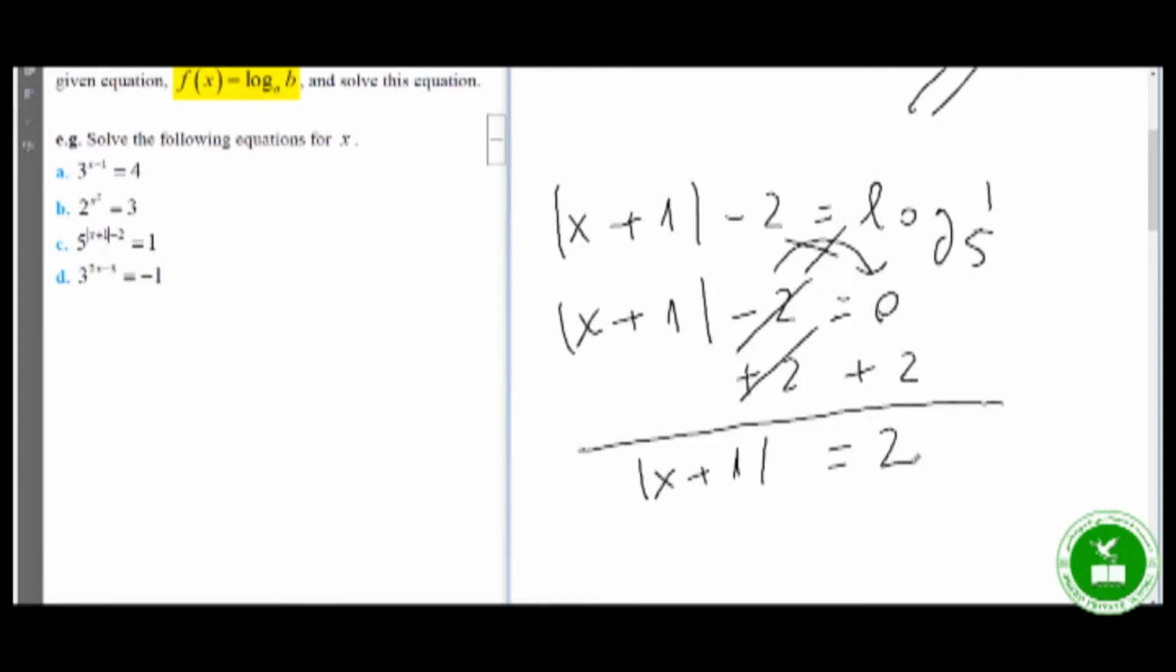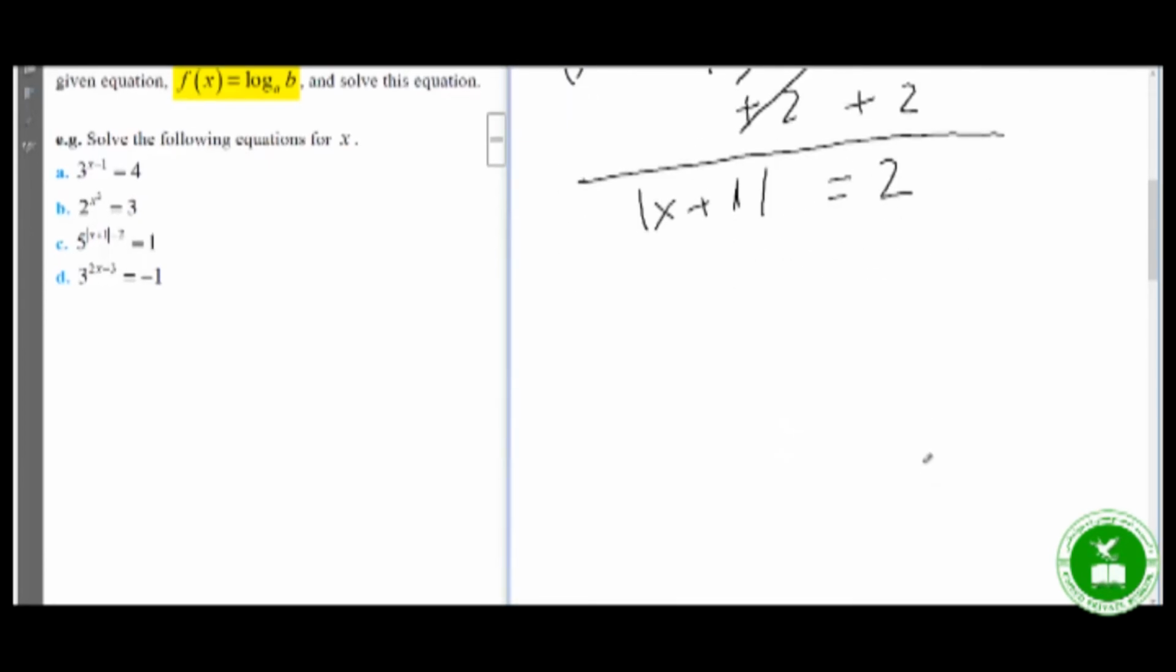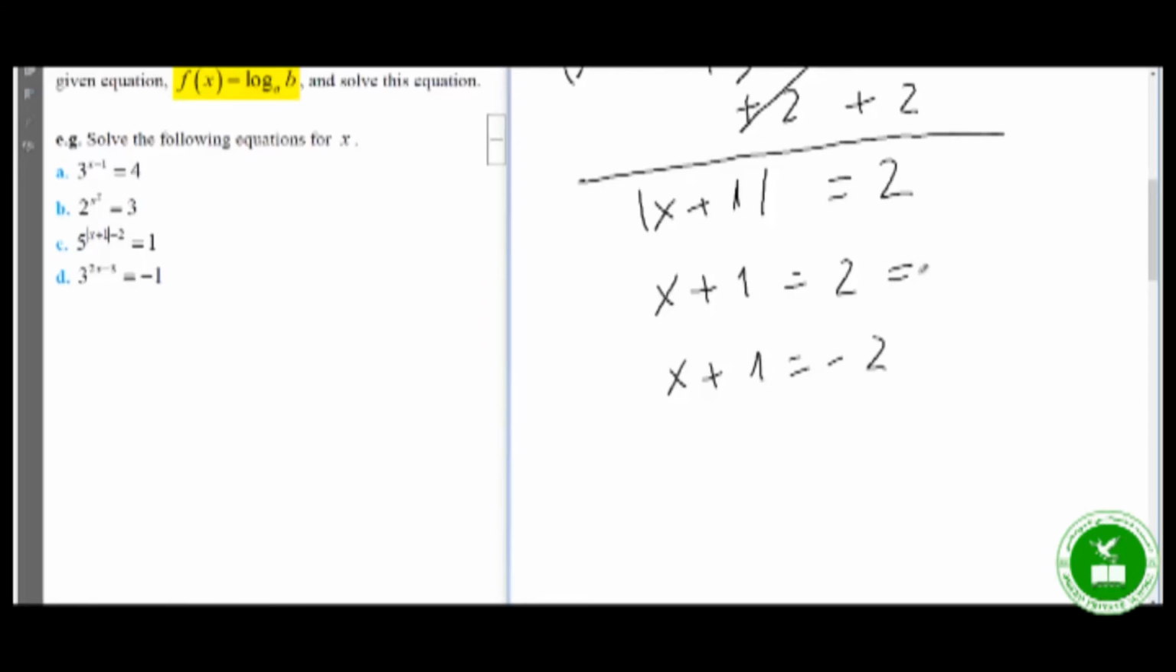Okay, if absolute value of x plus 1 is equal to 2, then x plus 1 is equal to 2. It has two different values, and x plus 1 can be equal to negative 2 also. If x plus 1 is equal to 2, in this case x will be equal to 1. If x plus 1 is equal to negative 2, in this case x will be equal to negative 3.